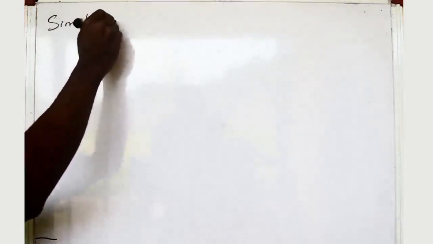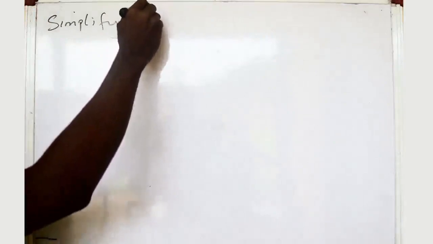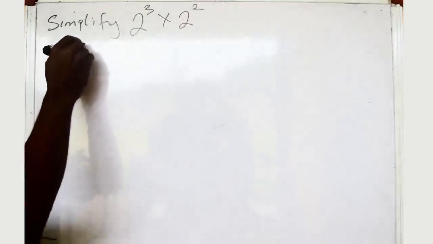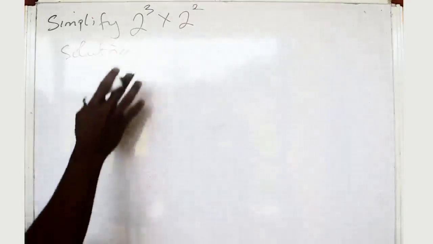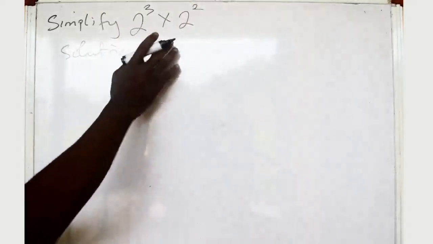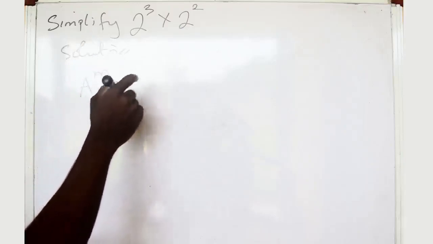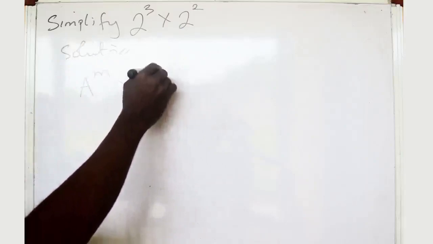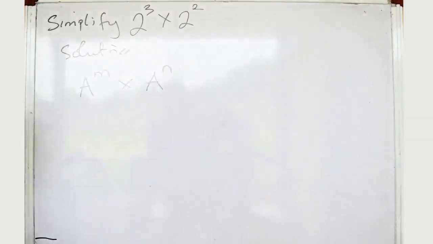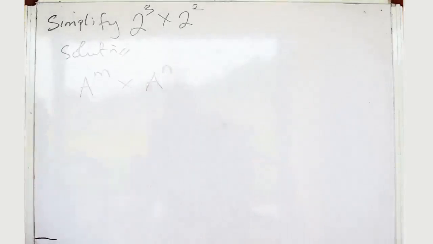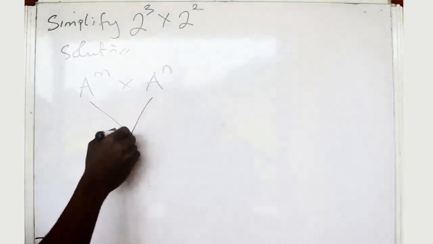Law of multiplication, forgive me. So if I give you, simplify or solve, 2 raised to the power 3 multiplied by 2 raised to the power 2, you just write solution. Before I deal with this, the law of multiplication says that anytime we are multiplying two or more bases, the first thing you do is to check if the bases are the same. In this one, A is the base, M is the power. Here, A is the base, N is the power. If you check, these two bases are the same.